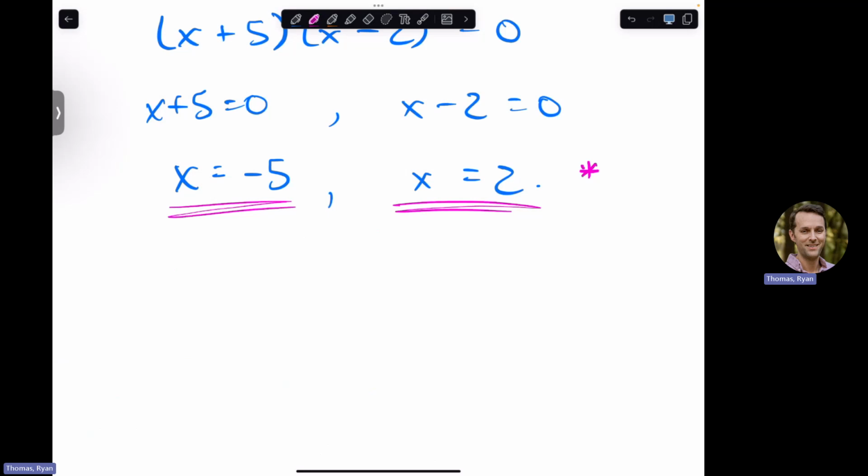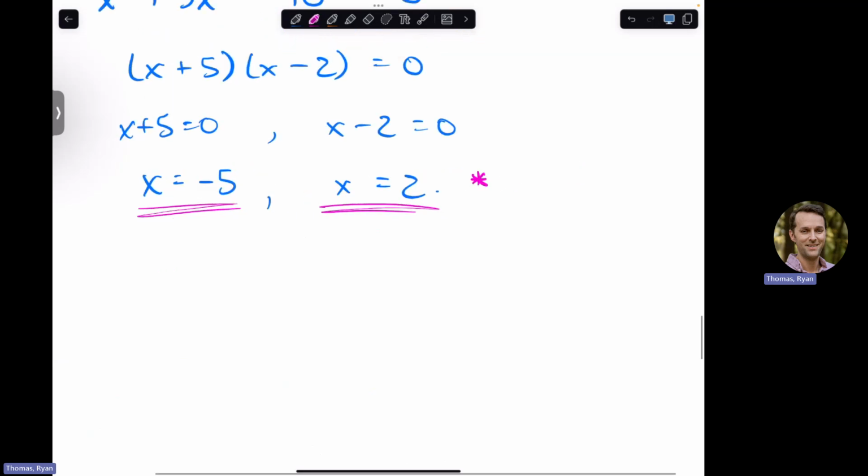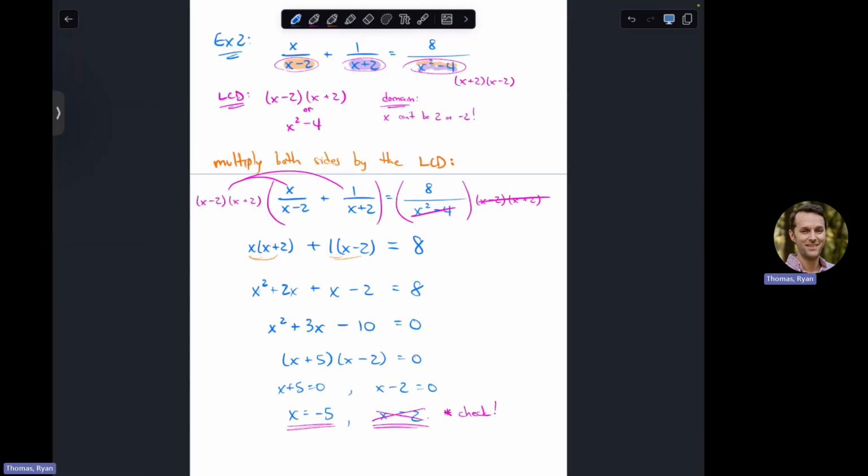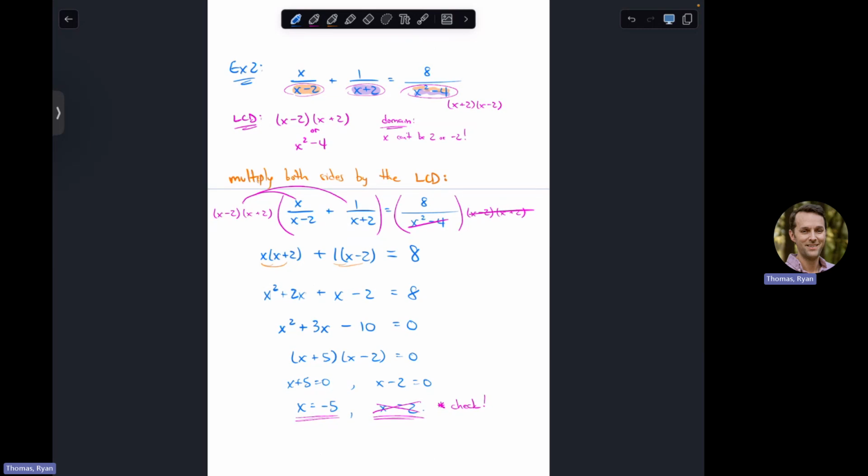Well, what did we get as solutions? I got -5 and 2. But can x be 2? No. You can do that a few different ways. Usually what I do, and you'll see this in my notes if you look at them, I like to start, when I find the LCD, make a little note to myself about this and make it flashy, right? Like write it in a bright color or something so that this is on my mind.